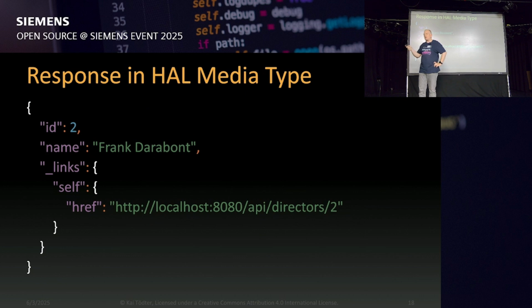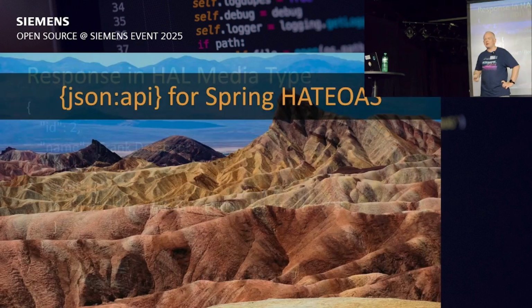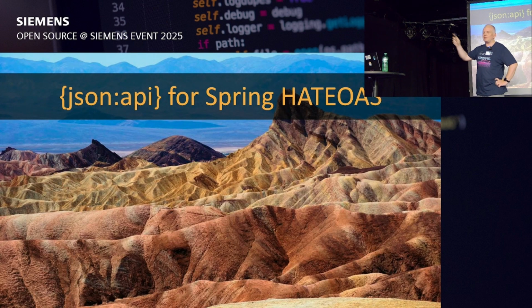So when you use Spring HATEOAS out of the box, you get HAL, the hypertext application language. This is another media type, by default. You don't have to do anything to do this. This is just built in. And this is the representation. You see it's different. It's underscore links, and the top level attributes are still top level, but this is what you get. And when you use the library JSON API for Spring HATEOAS, you get a different thing, and I will talk about this now.